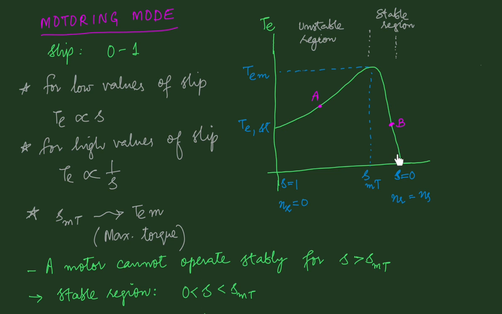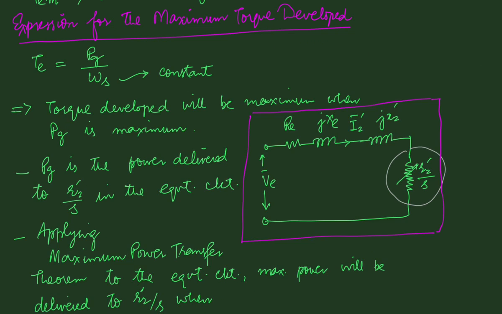It means that the change in speed for a wide variation of torque is quite small, and we have already said that the motor normally operates at a value of slip which is just 2 to 4%, and therefore from no load to full load the change in speed of an induction motor is not much, and as such an induction motor is treated as a constant speed motor practically. Now let's proceed to derive an expression for the maximum torque developed.